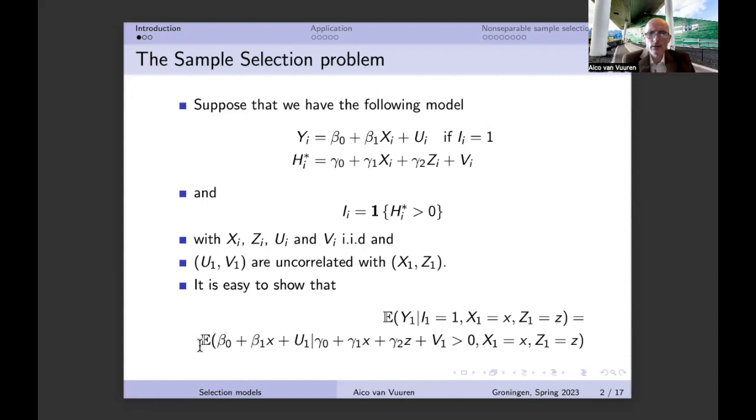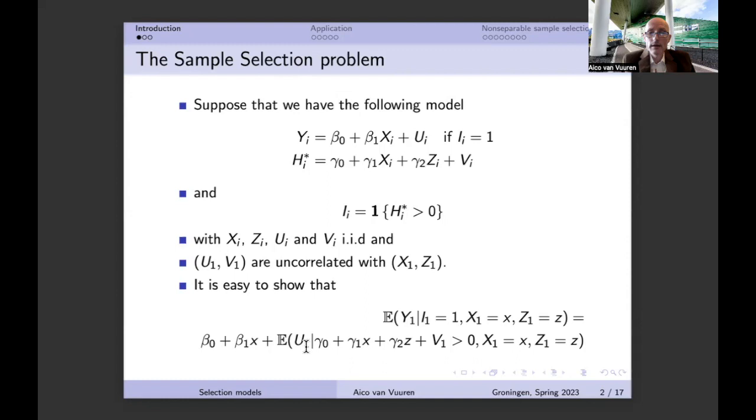Now we see that this is actually a mean of a sum. We know that that's always a sum of means, so we can now write this as the mean of beta 0 first of all. But beta 0 is completely deterministic, so therefore we can simply write it as beta 0 itself. Then we get the mean of beta 1 times x, but also beta 1 times x is in this case completely deterministic. So therefore we can also write this now as beta 1x itself, plus of course the mean of u1 conditional on all these things that we have over here. So we can now write it like this.